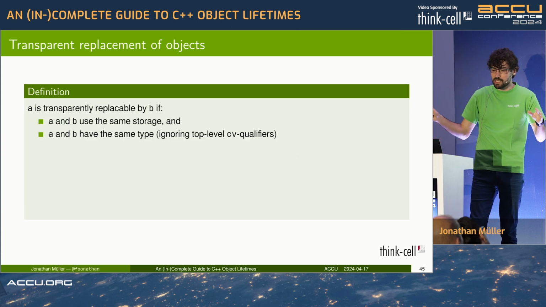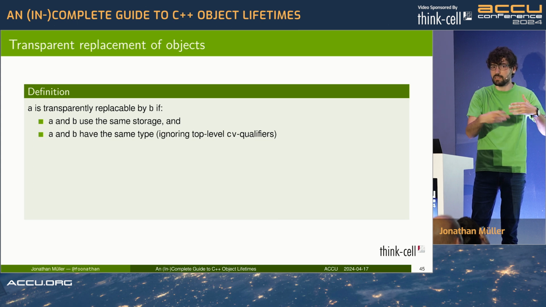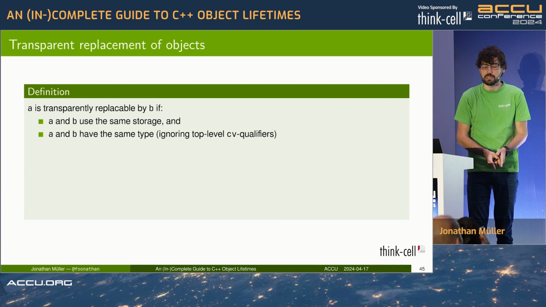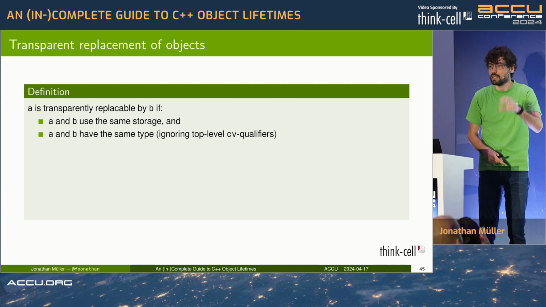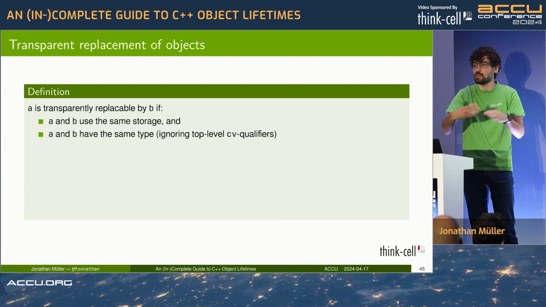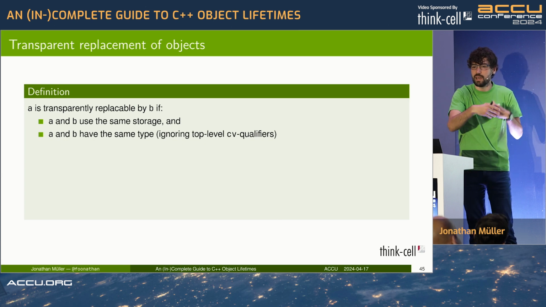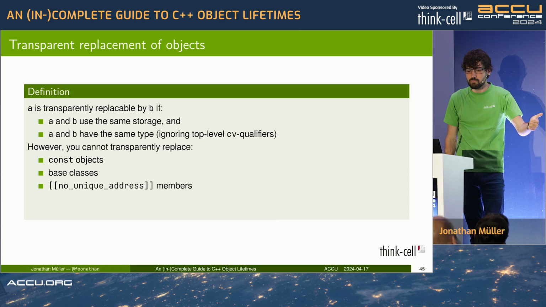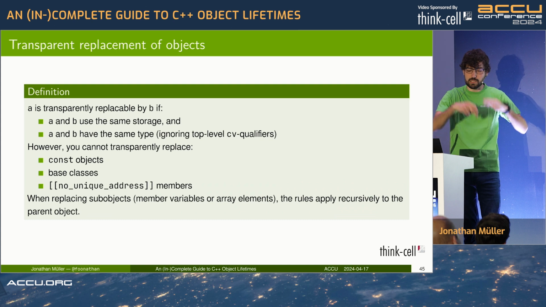A and B are transparently replaceable if A and B use the same storage, which makes sense. They have to be in the same location, otherwise it doesn't make sense to talk about it. And A and B have the same type, ignoring top-level cv qualifiers. So we've got our int object, we destroy it, we create a new int object in the same place. That is fine. That is transparent replacement because there was an int before, there's still an int, we're good. So we can just reuse original names, original pointers, original references as if nothing has happened. There are three exceptions: const objects, base classes, and unique address members. And for sub-objects, it recursively considers them.